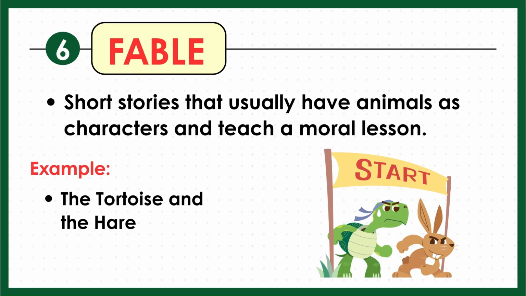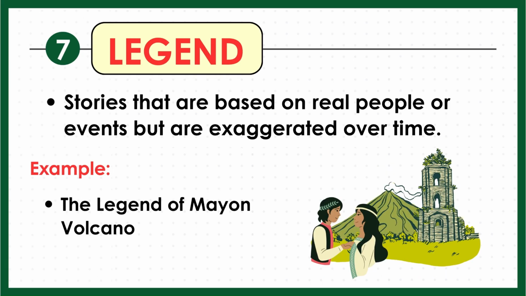Fable. Short stories that usually have animals as characters and teach a moral lesson. Example, the tortoise and the hare. Number 7. Legend. Stories that are based on real people or events but are exaggerated over time. Example, the legend of Mayon volcano.